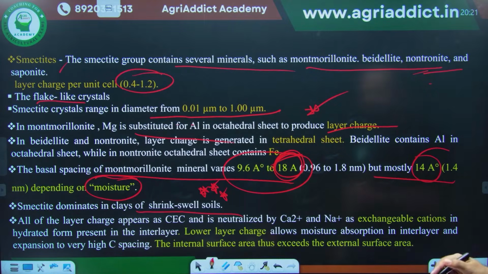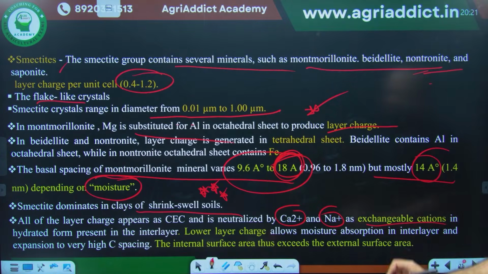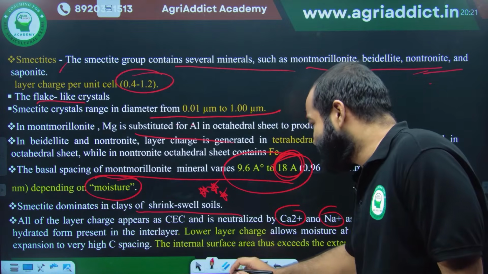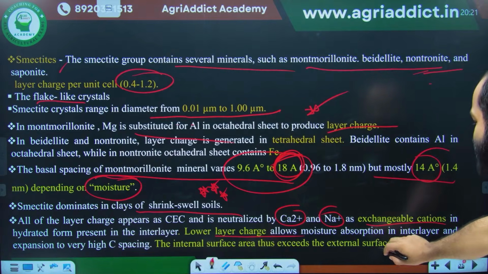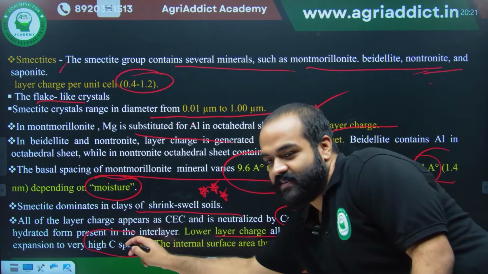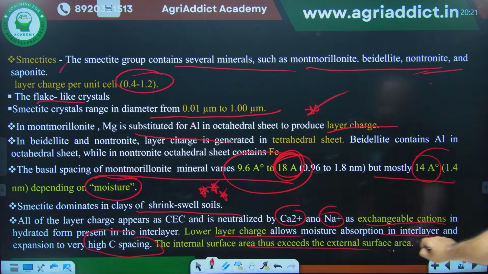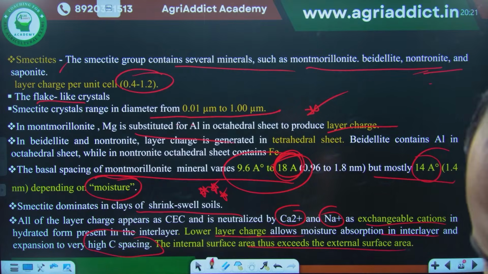All of the layer charge appears as CEC and is neutralized by calcium and sodium as exchangeable cations in its hydrated form present in the interlayer. The lower layer charge allows moisture absorption in the interlayer and expansion to a very high C spacing. This is also very important. The internal surface area thus exceeds the external surface area. Very good.